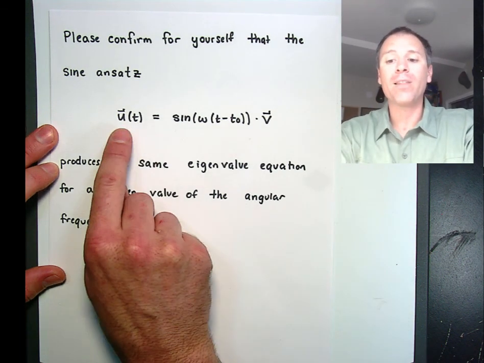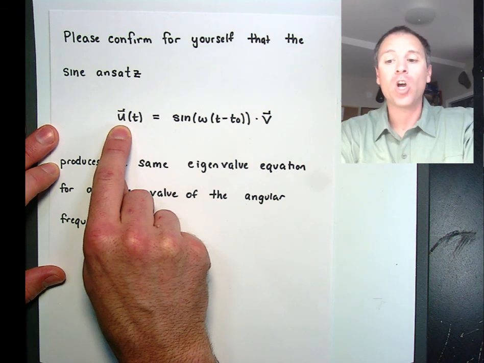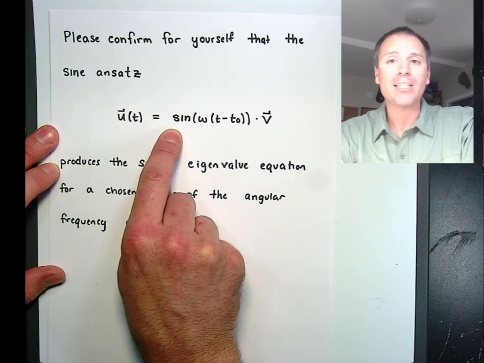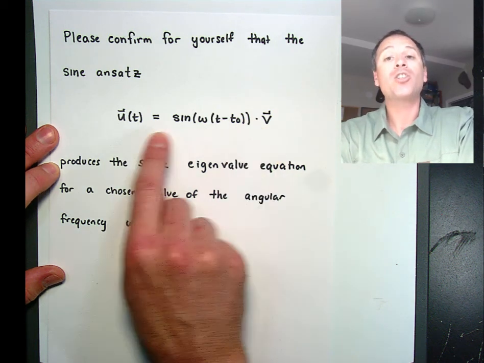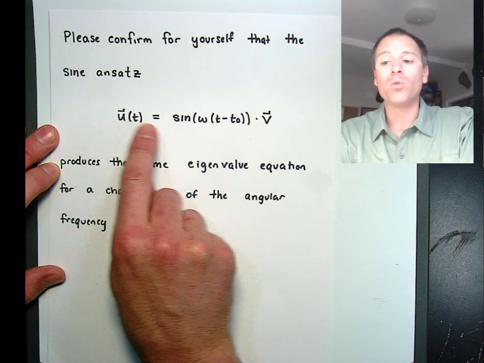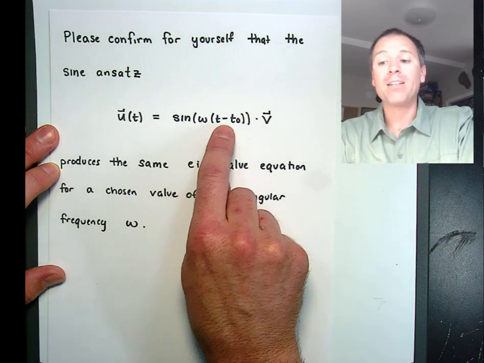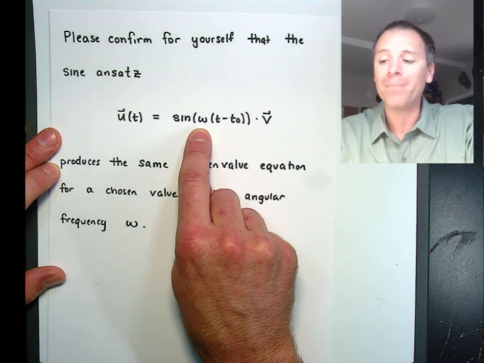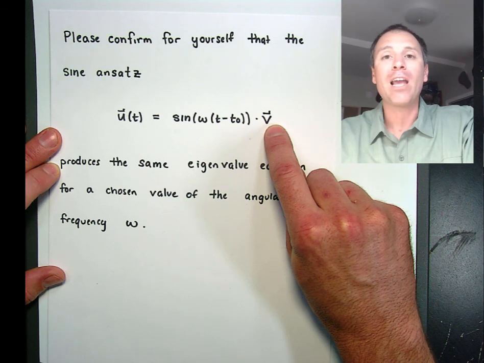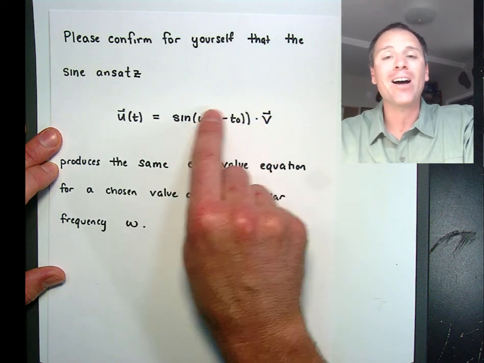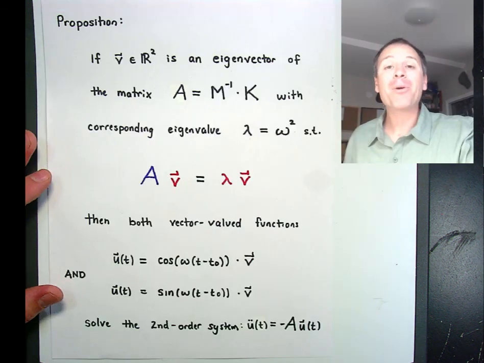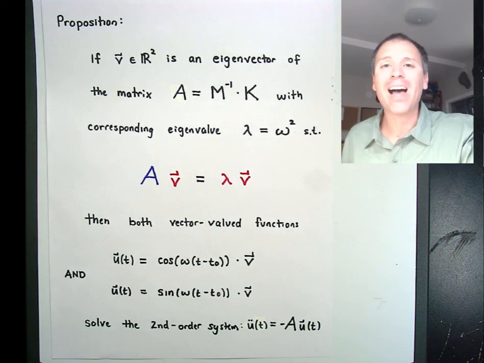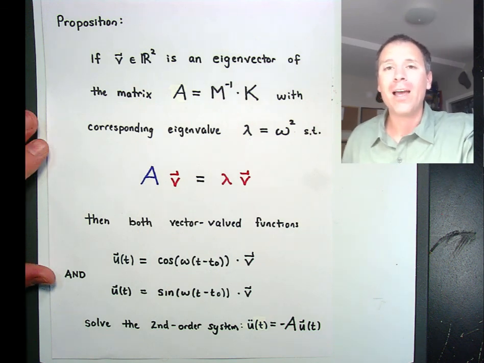So instead of assuming that the displacement functions are a cosine times some non-zero unknown vector v, assume the sine ansatz: u of t is equal to sine omega (t minus t naught), the same omega, times some non-zero vector v. Show that this sine ansatz comes up with the same standard eigenvalue problem. I'm going to make a claim, and I could be lying through my teeth. The only way you'll know is if you check for yourself.